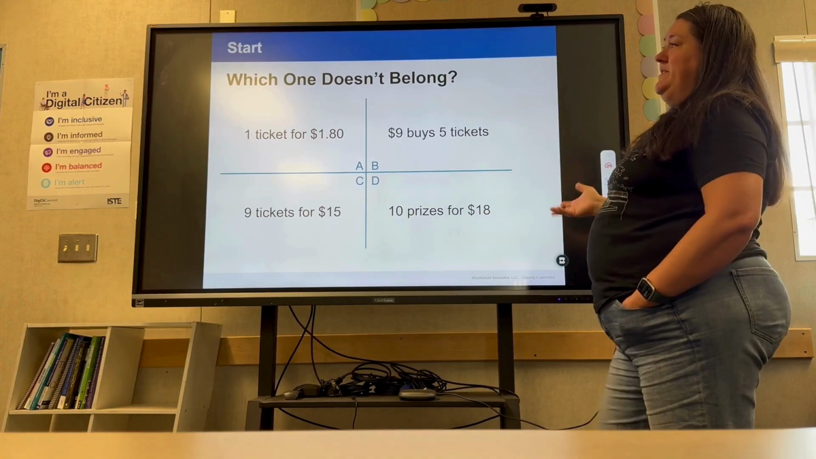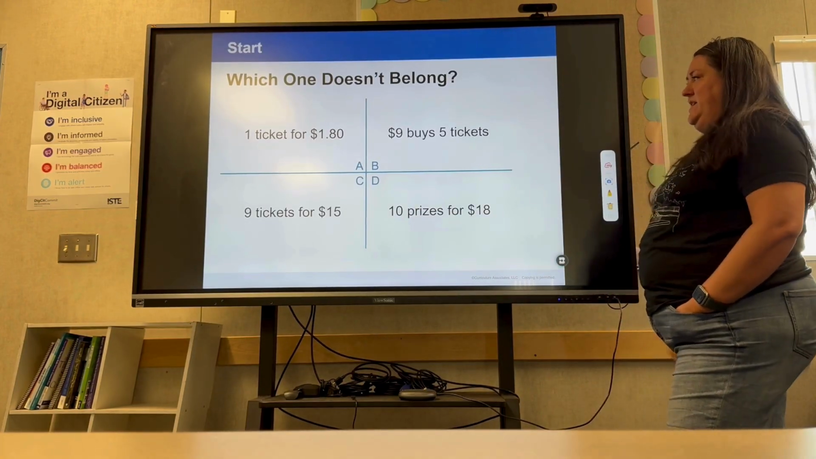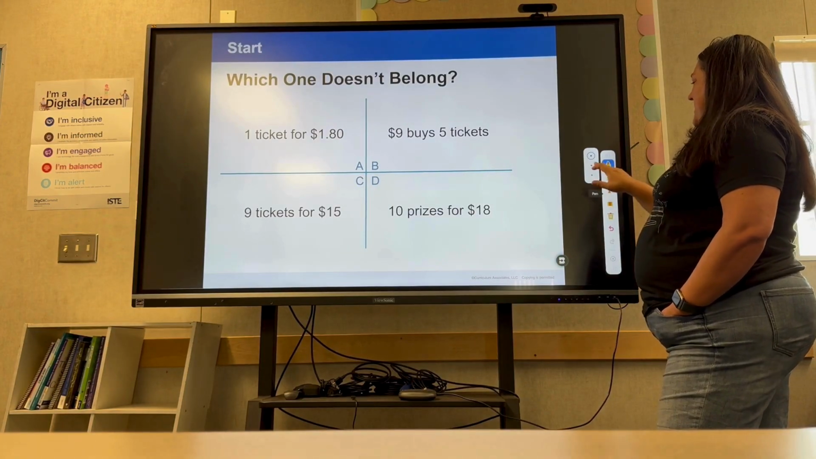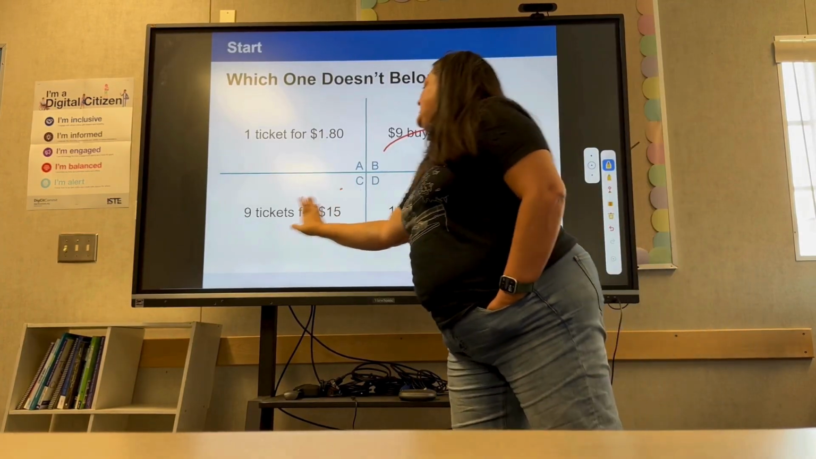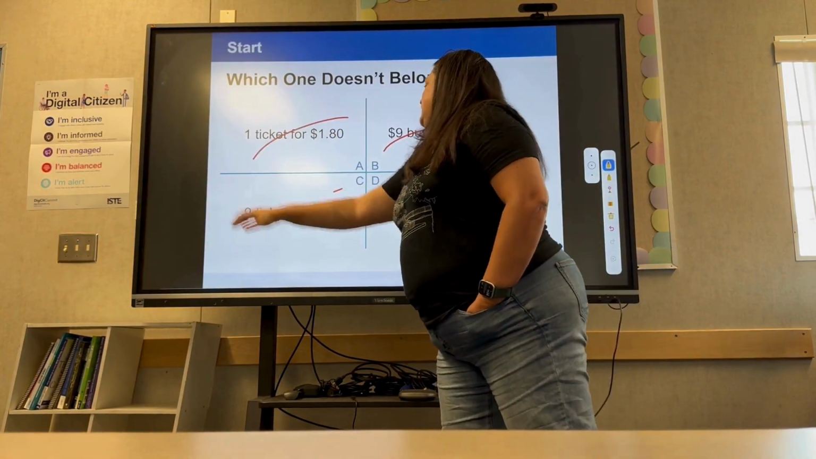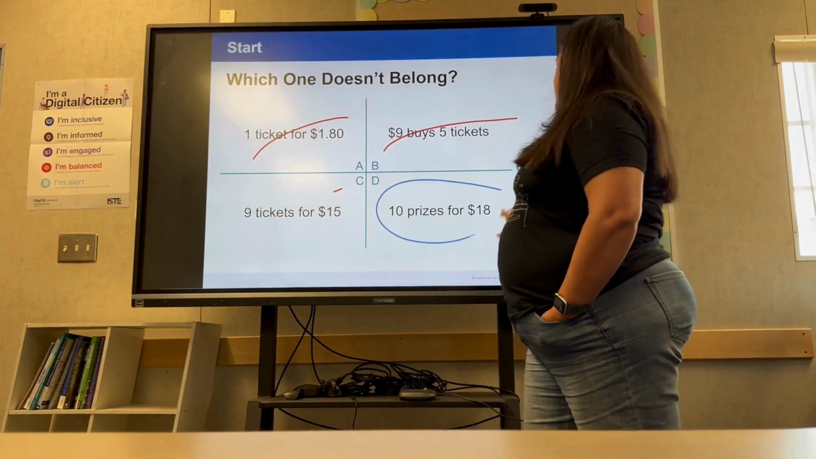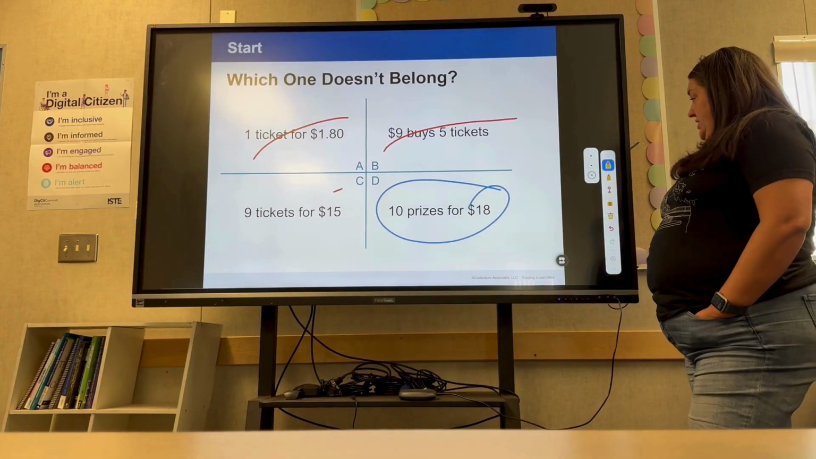So if I'm doing this and I'm having my class discussion, which doesn't belong, 1 ticket for $1.80, $9 for 5 tickets, I'm not going to do the math right now, but I can show you. You could have students or yourself go and cross them off. And then you can circle and choose the correct answer. That's the way that this overlay works.